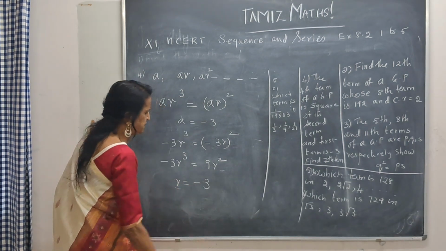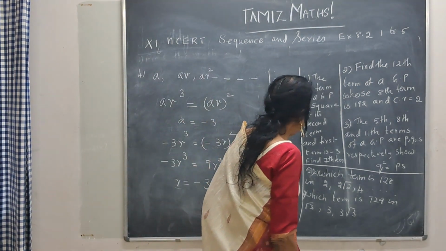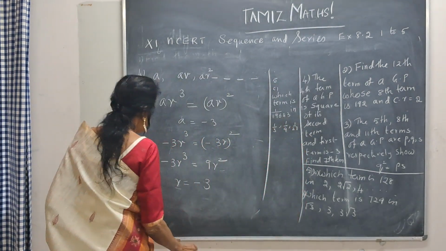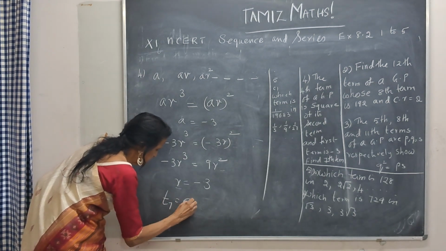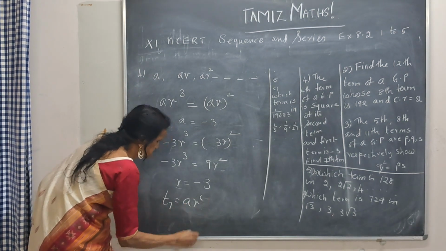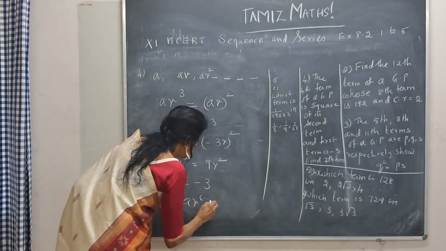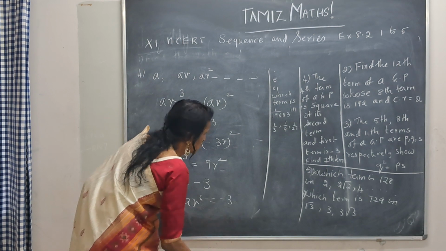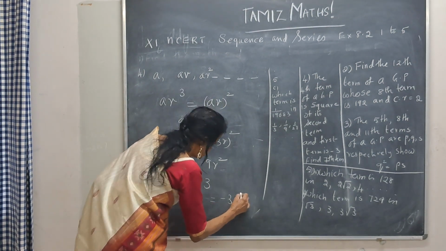So R will be minus 3. What is he asking you? Find the seventh term. What's the seventh term? T7 is A R power 6. What is A here? A is here minus 3. And what is R here? R is also minus 3.